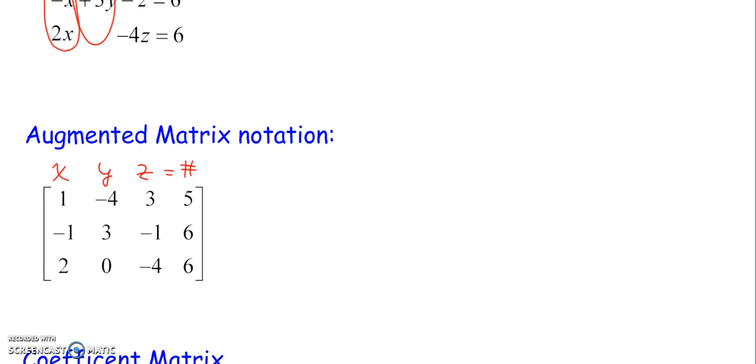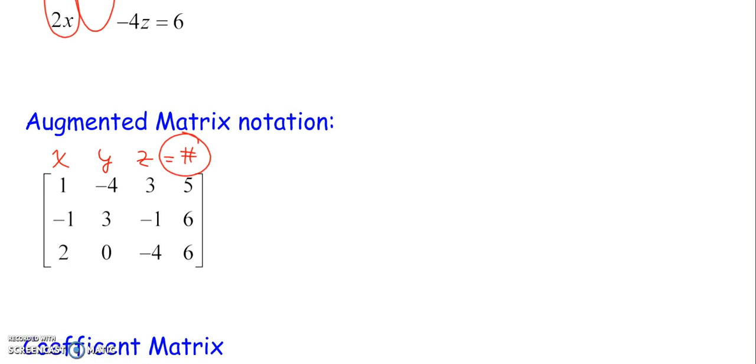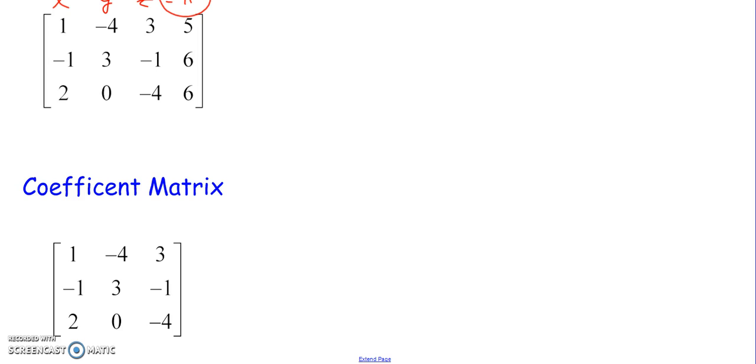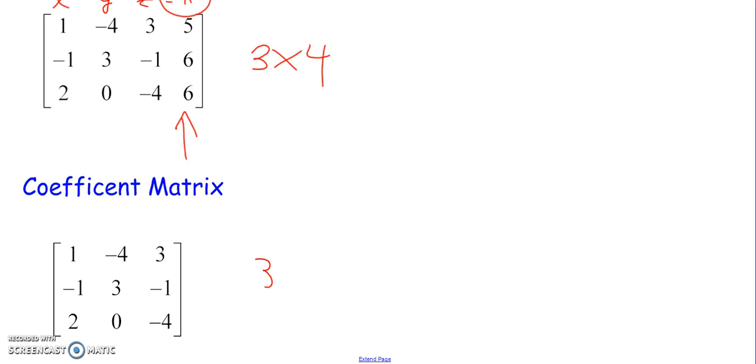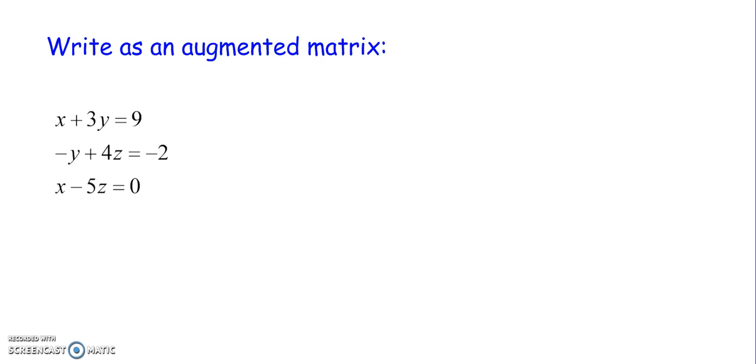There are 2 types of matrix notation. An augmented matrix has the number after the equal sign. A coefficient matrix is exactly the same, but a coefficient matrix leaves out that last column, that piece after the equal sign. Just to practice order a little bit, this would be a 3 by 4 matrix. Down here, we have a 3 by 3 matrix. So that's a quick definition for matrices. And here, this is a linear system. Let's write it as an augmented matrix.